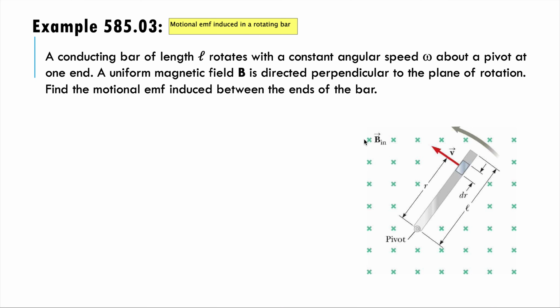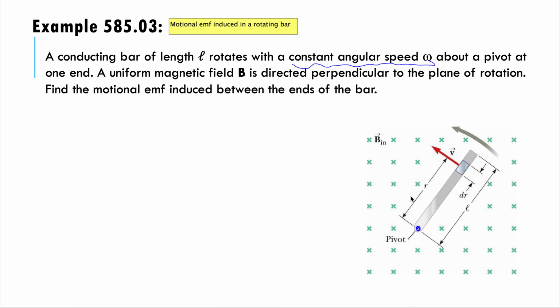Up to now, we've been dealing with straight bars, straight conductors, moving in a straight line, right? In this case, we have a straight conductor, but it's rotating about a point right here, with a constant angular speed omega. And it does have a length L, just like our conductors usually have a length L. There is a uniform magnetic field directed perpendicular, going into the page. We're looking for the EMF induced between the ends of the bar.